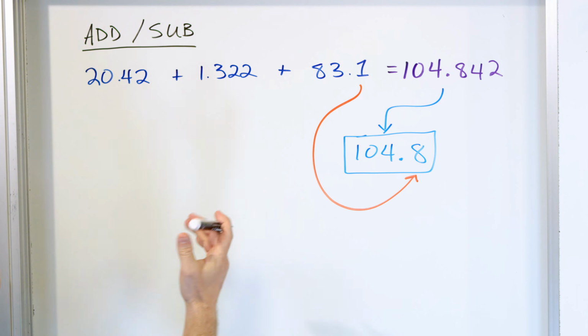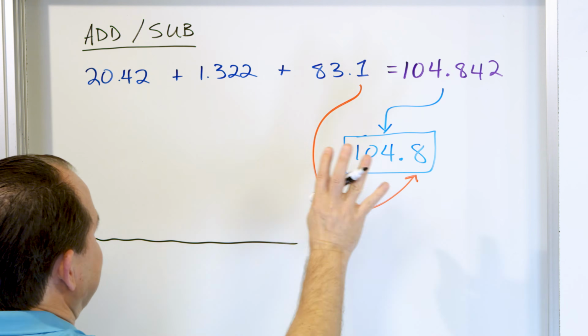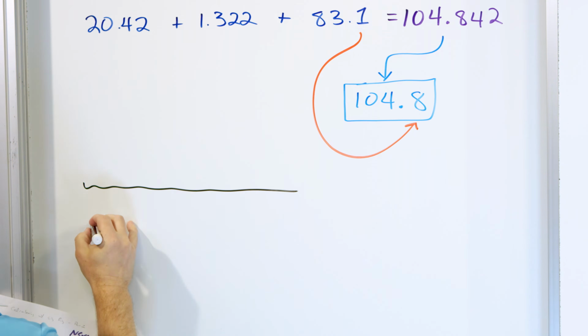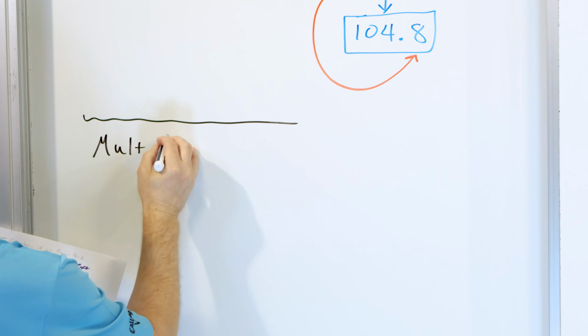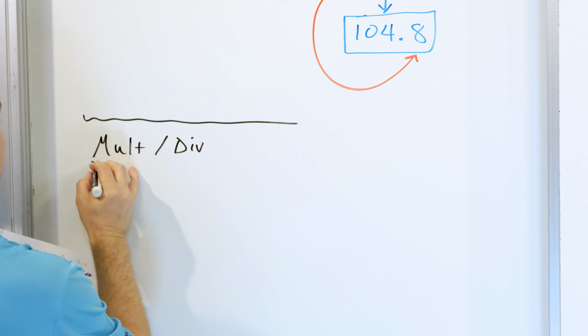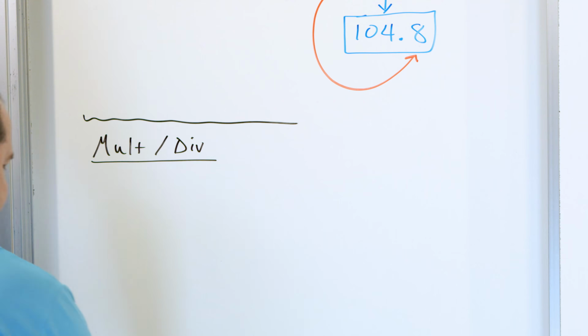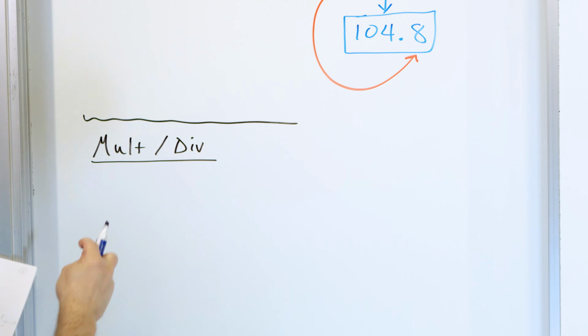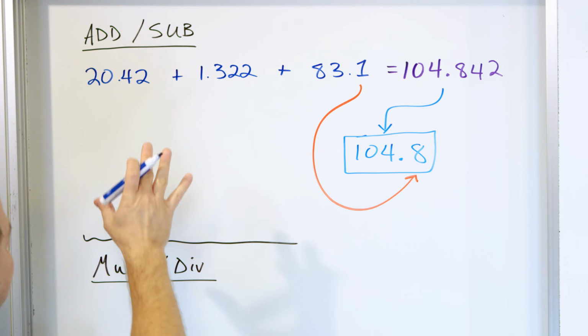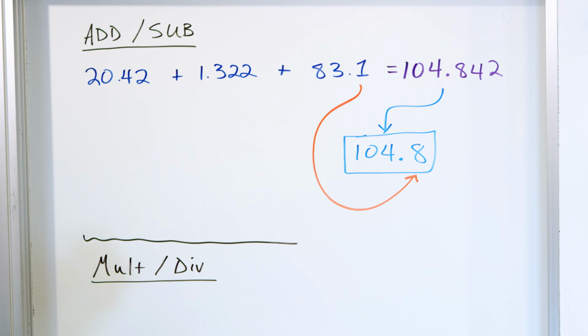All right. Now we're going to do a lot more problems. Don't stress out about that. I'm just trying to get the rules on the board. Let's talk about multiplication and division. What do we do for multiplication and division? It's a little bit of a different rule, and that's because the operation of addition and subtraction is a little bit different than multiplying and dividing.